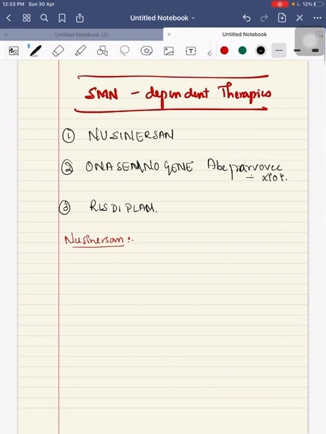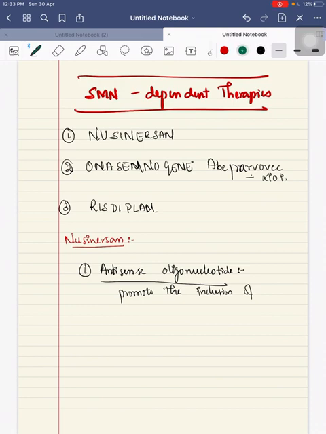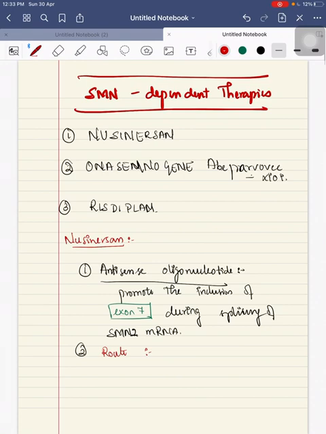So first is nusinersen. Nusinersen is an antisense oligonucleotide which promotes the inclusion of exon 7 during the splicing of SMN2 mRNA.